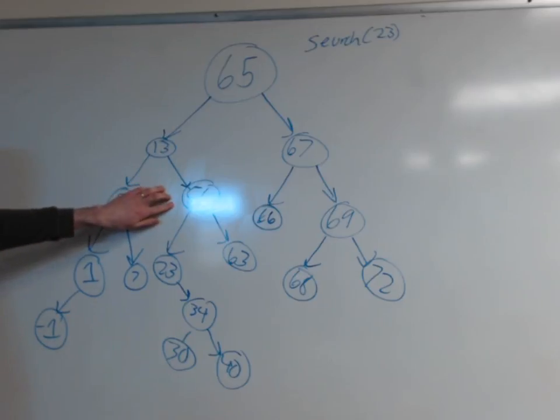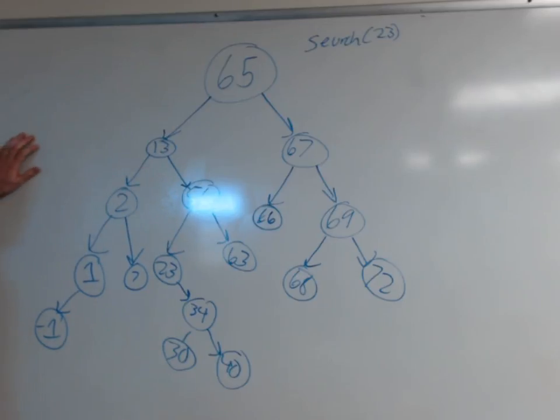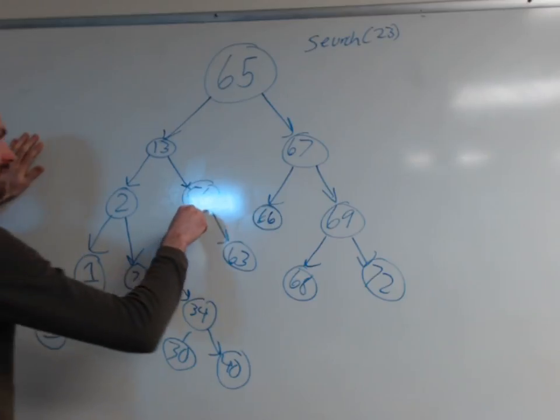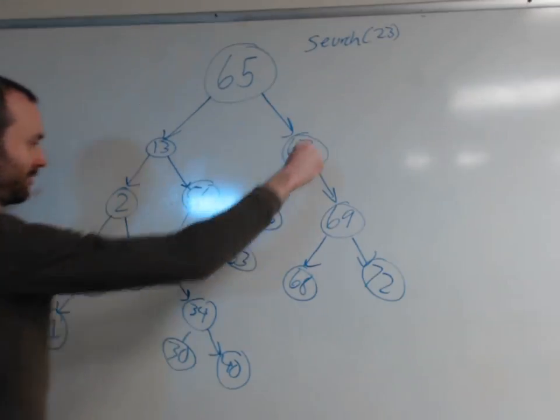So this is the 56. What would we do to get rid of the 56? And we want the same algorithm to get rid of the 56 to work with the 67. There we go.